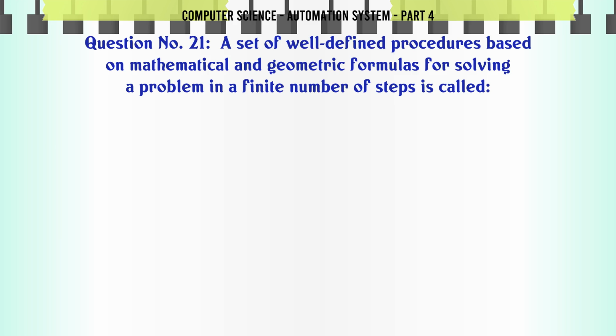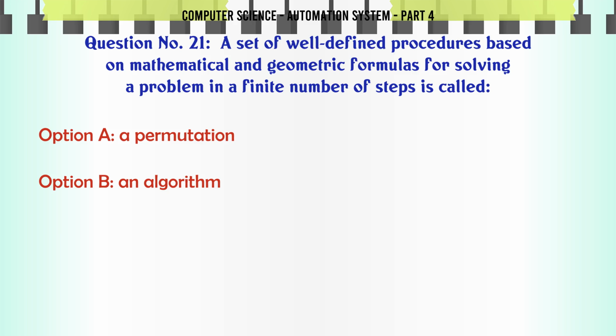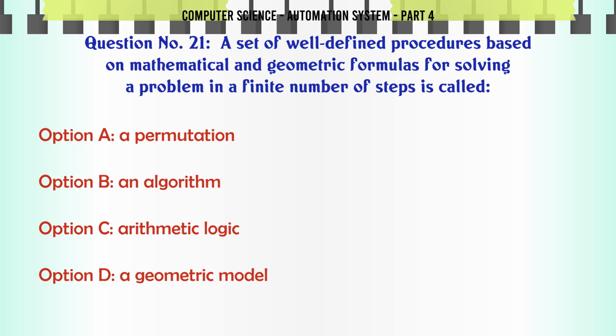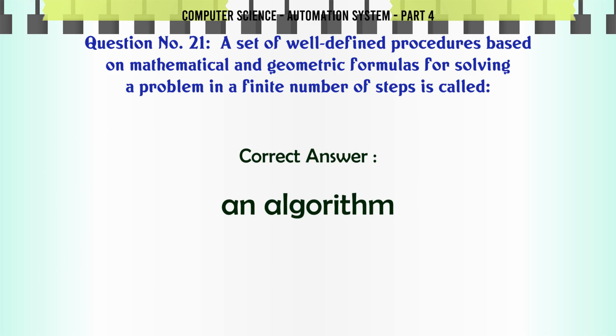A set of well-defined procedures based on mathematical and geometric formulas for solving a problem in a finite number of steps is called A. a permutation, B. an algorithm, C. arithmetic logic, D. a geometric model. The correct answer is an algorithm.